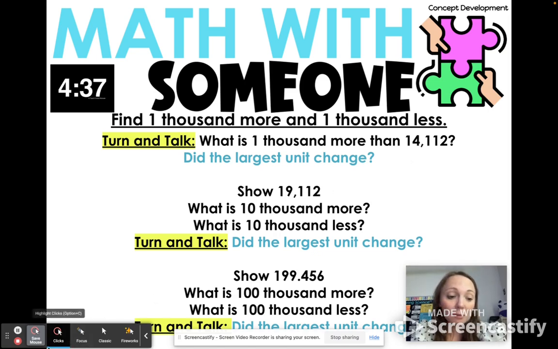So you're going to look at this and ask yourself, what is 1,000 more than 14,000? When you look at this one, it shows 15,112. Put this number in your place value chart. Now it says, what is 10,000 more? Where would you put 10,000? You're going to place it in your place value chart. You're going to put each disc in there and then add a disc to your 10,000s place. Then when you're done, you'll see what your number is.